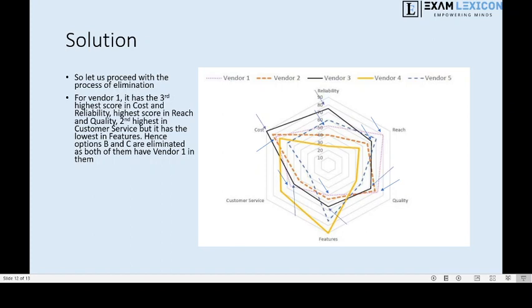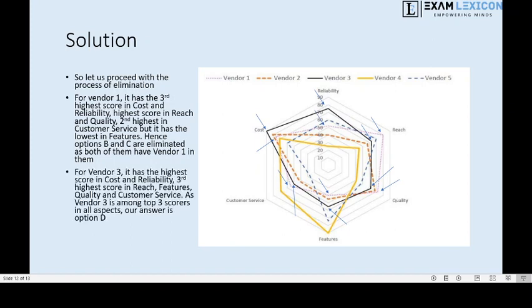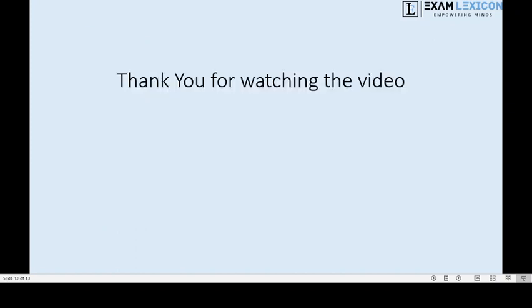Okay, now if we look at the vendor 3 arrows which have just come up, we can see that it has the highest score in cost and reliability, and the third highest score in reach, features, quality and customer service. And as vendor 3 is among the top 3 scorers in all the aspects, our answer will be option D, vendor 3 alone. Okay, so this is all about the set. I hope you enjoyed the video and thank you so much for watching it.